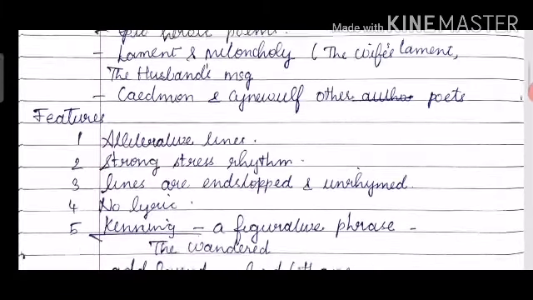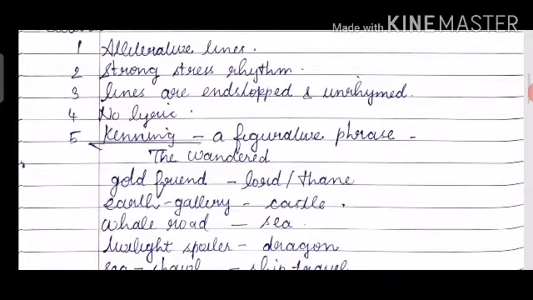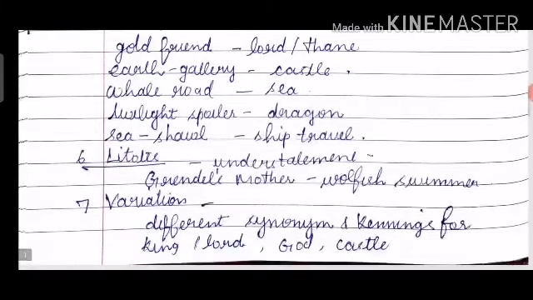Some prominent features of Old English poetry are that they had alliterative lines, strong stress rhythm, and lines which were end-stopped and unrhymed, there was no lyric. Yet another important feature is the use of kenning. Kenning is a figurative phrase. For example, gold friend meant lord or thane, earth gallery meant castle, whale road meant sea, twilight spoiler meant dragon, and sea shawl referred to ship travel.